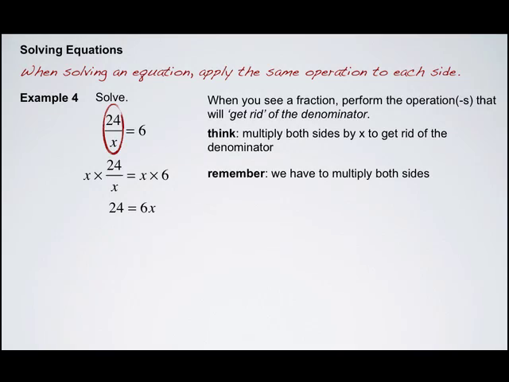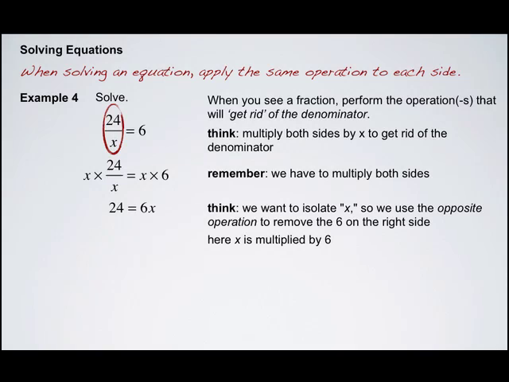So the x's on the left will cancel and we'll be left with 24. On the right, we'll be left with 6x. So here, x is multiplied by 6. We're looking to isolate x. So we use the opposite operation to remove the 6 from the right side. So instead, we'll divide both sides by 6 because we're multiplying.